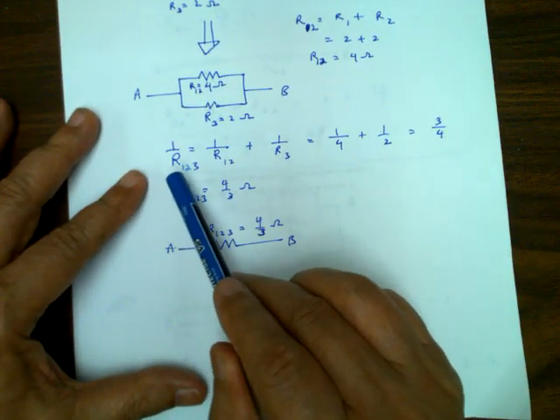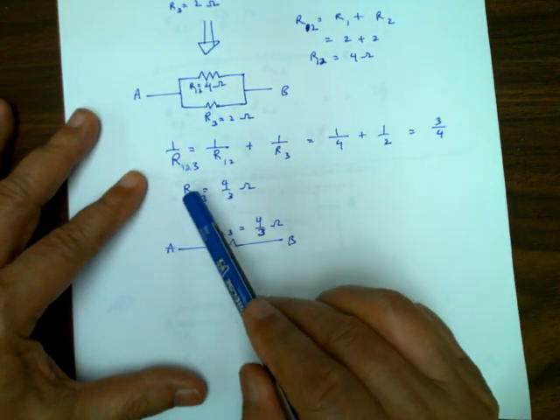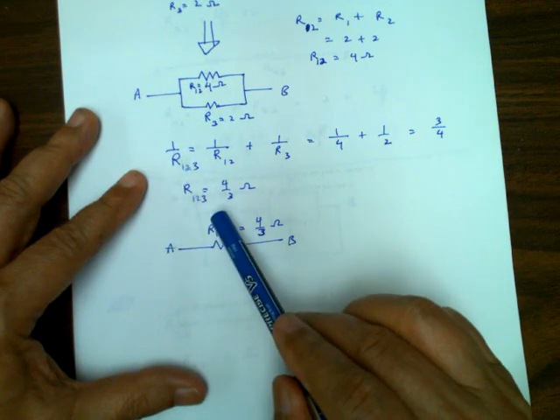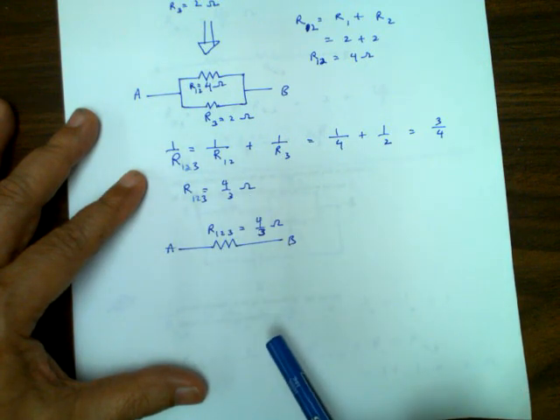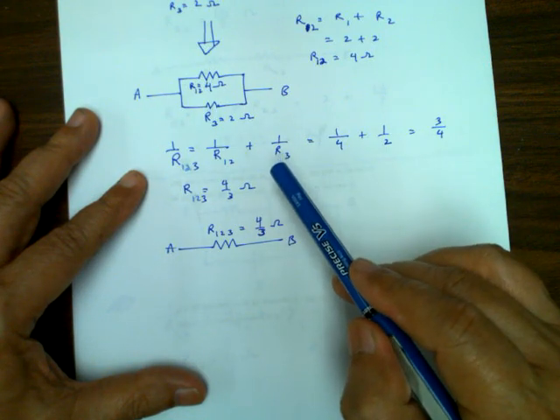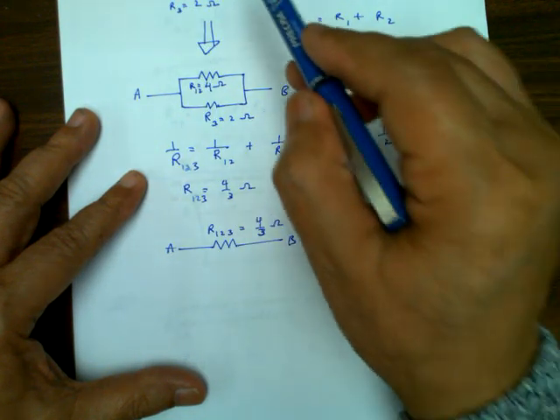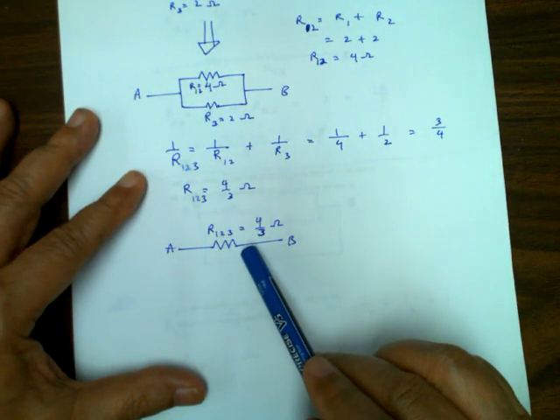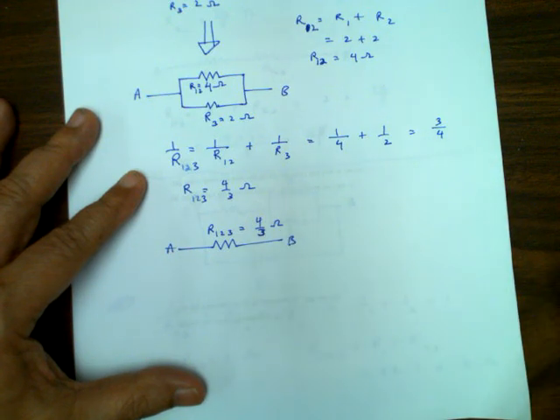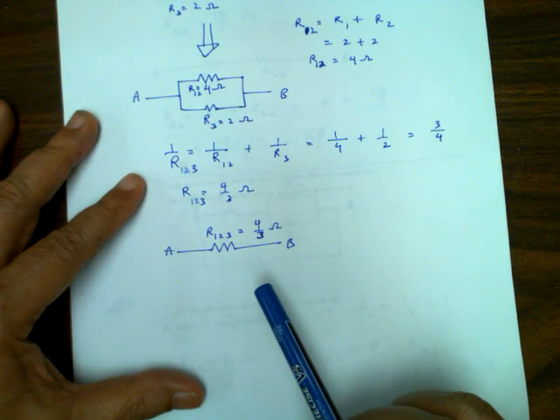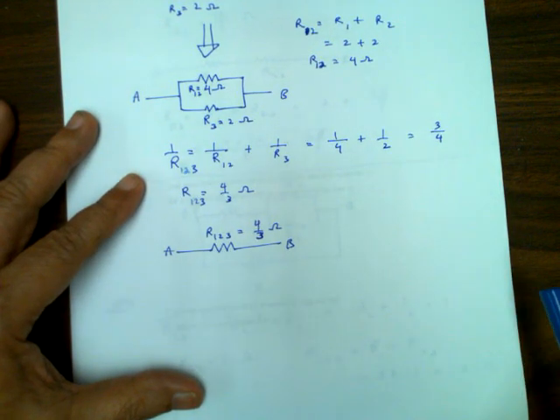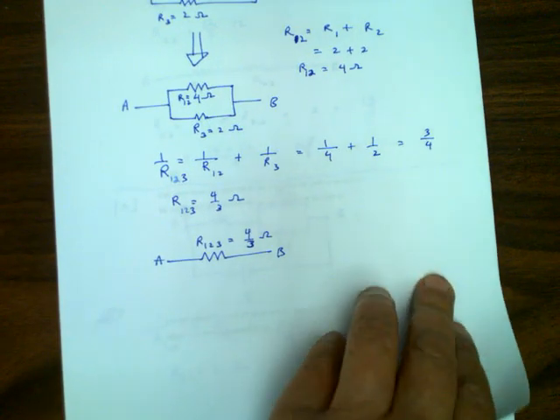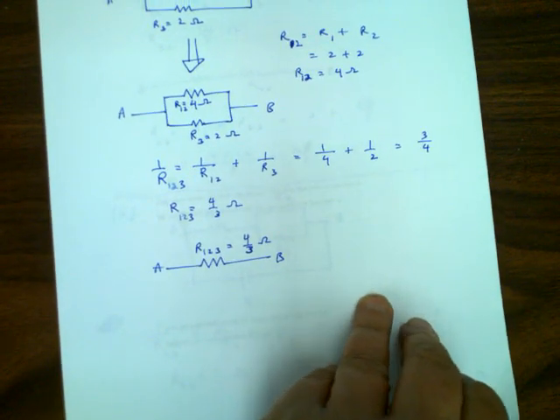So to get R123, I have to flip it. Don't forget, you have to flip this. Then you get 4 by 3 ohms. Okay? So now the equivalent resistance between point A and B is R123, which is equal to 4 by 3 ohms. So that's the end of the problem. It will be multiple choice, so you have to make sure you get the answer correctly. Alright? So that's number 1. Now let's look at number 2. They are all simple short problems.